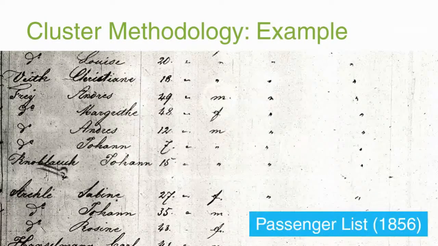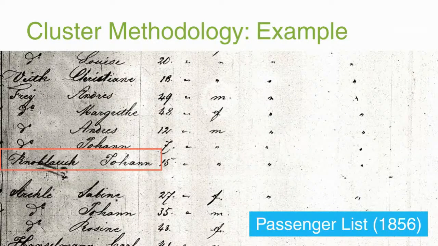So let me show you an example here. Here's one of my ancestors, Johann Nabla. He actually came in, this is 1856, at the age of 15. You'll notice that he's listed right below Andres Fry, and I'm probably saying his name wrong, who's 29. There is a break after that, so maybe it's a family grouping or just happenstance, but he's listed right below him.